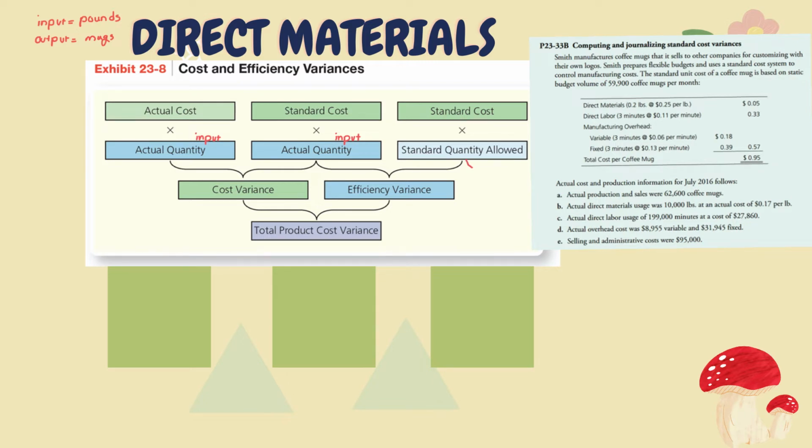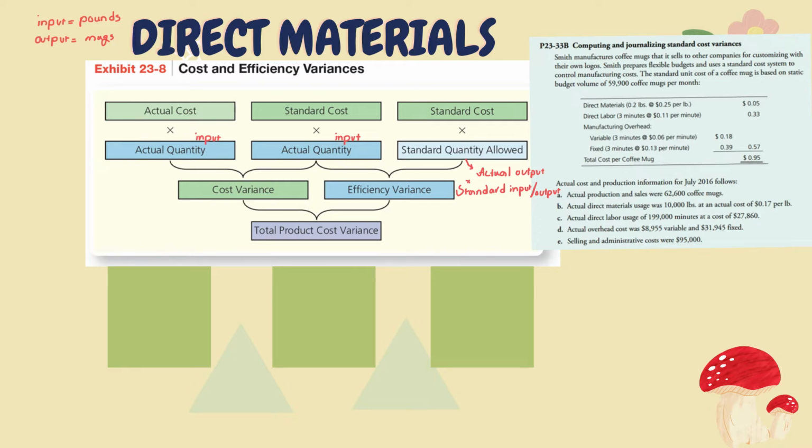How can we find standard quantity allowed? I need to multiply actual output by standard input per one output, which means how many pounds do I need to make one mug. Okay, so let's find the answers.